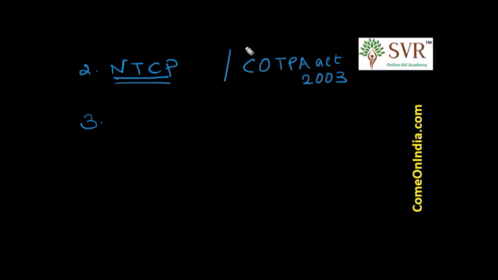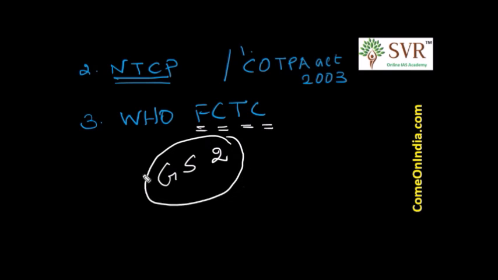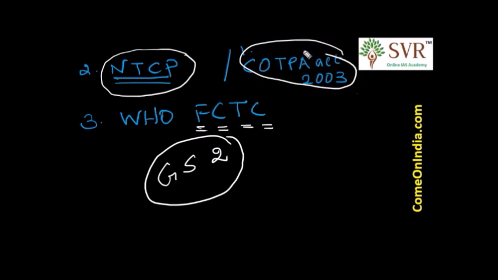Third point, we also ratified the World Health Organization Framework Convention on Tobacco Control. So three points you should remember whenever you get a question in the mains regarding what are all the steps taken by the Government of India to reduce tobacco usage in India. It means India passed an act called the Cigarettes and Other Tobacco Products Act. Second, the National Tobacco Control Program. And the third point is India ratified the World Health Organization Framework Convention on Tobacco Control.